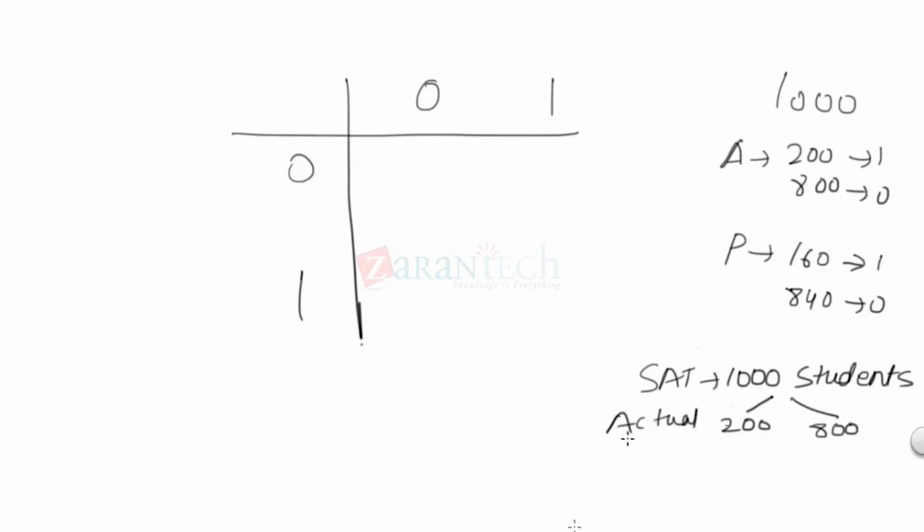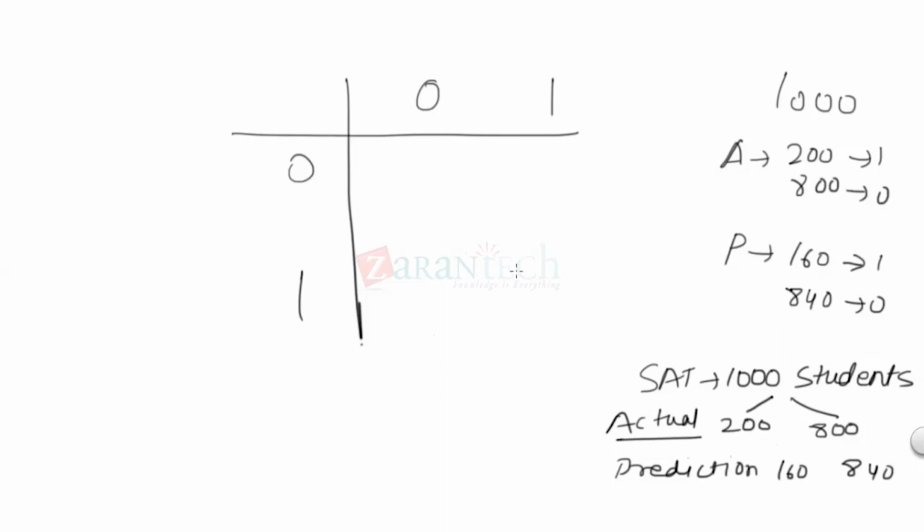But when we have done the prediction, based on the cutoff that we have put, 160 people have been marked as 1 and 840 people have been marked as 0. Because the prediction will sometimes be wrong also, right? We cannot make 100% accurate predictions.